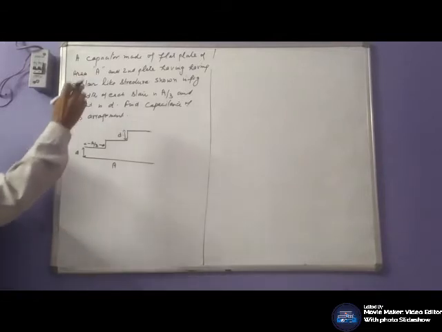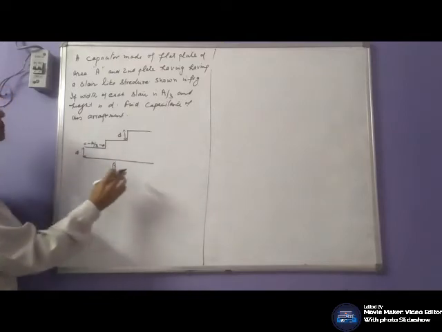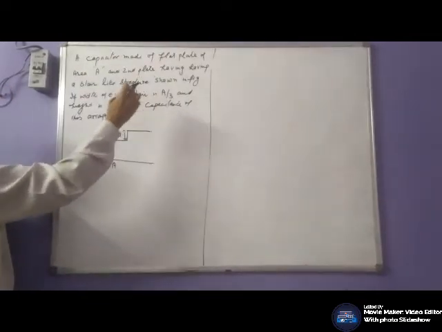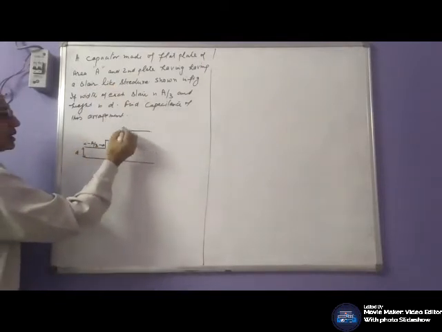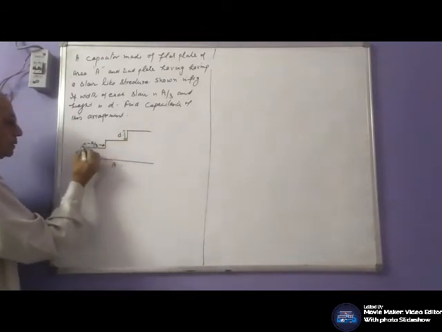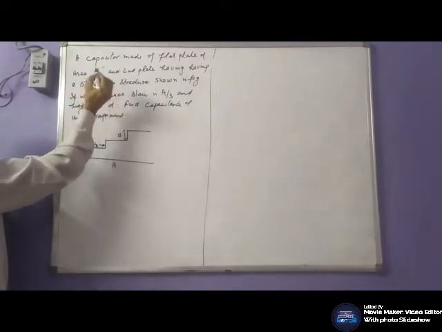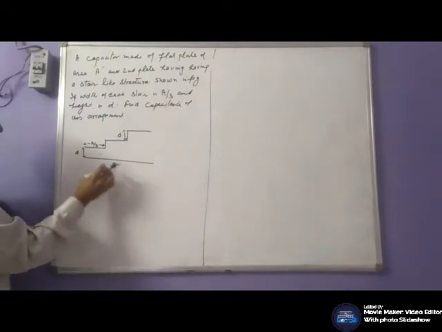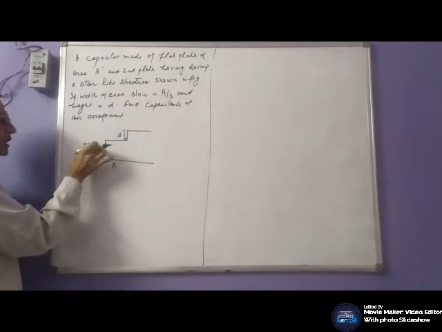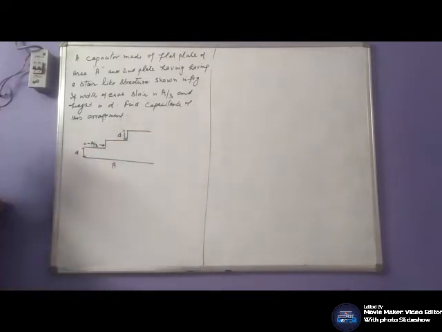A capacitor made of flat plate. This is flat plate of capacitor, this one. And second plate having stair-like structure. This is second plate, stair-like structure. This is flat plate. This is having stair-like structure. This is area. This width is A by 3. This height is D. Find capacitance of this arrangement.